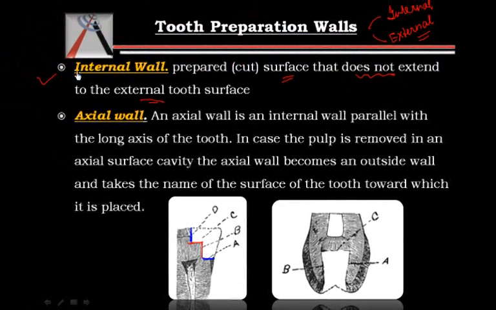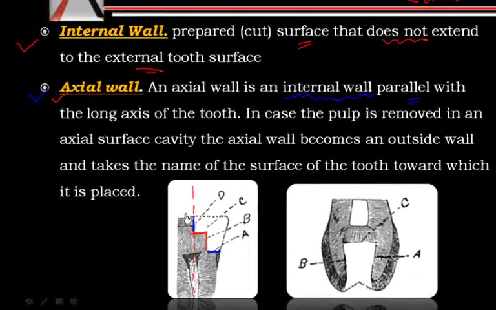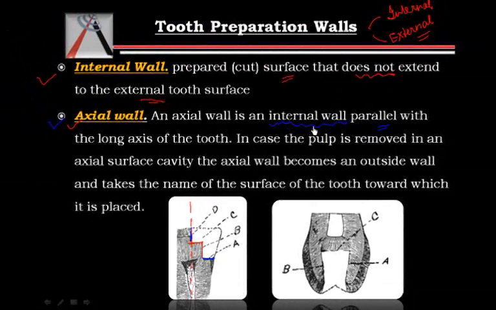Now the internal walls further can be the axial walls and the pulpal walls. The axial wall is an internal wall that is parallel with the long axis of the tooth. So we notice here this was the internal wall and this is the long axis of the tooth. So this is an internal wall that is parallel with the long axis of the tooth. So this is called as the axial wall. Now we do not consider this wall as an axial wall because although it is parallel to the long axis, it is not an internal wall, it is an external wall. For a wall to be called as axial wall, it needs to satisfy two conditions. It should be internal and it should be parallel with the long axis.